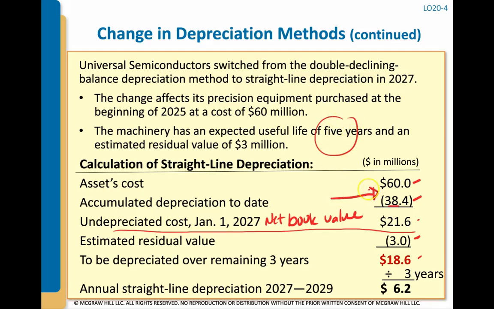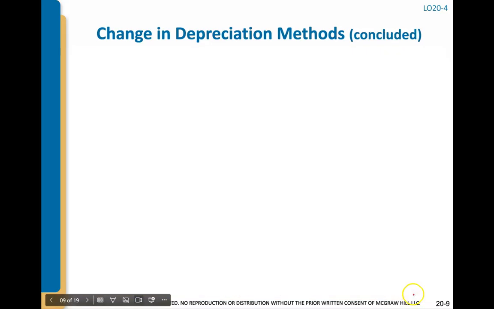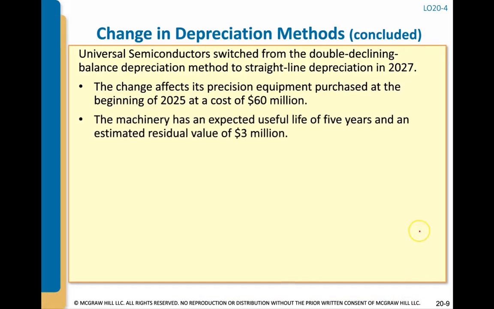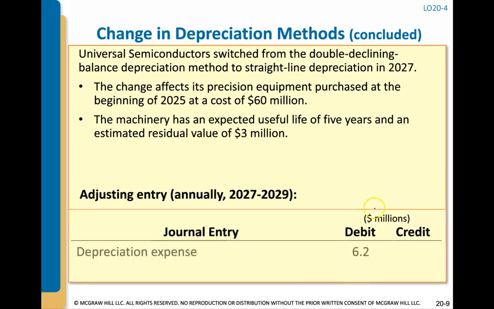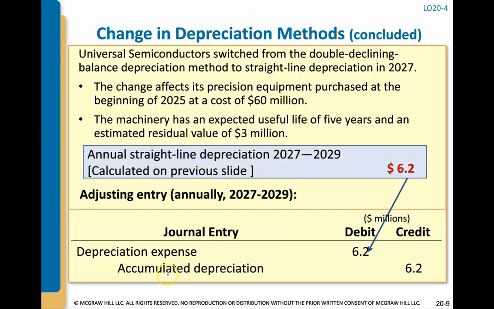It's already been depreciated 2 years, in 2025 and 2026, so there are 3 years remaining to depreciate it. So you take the $18.6 million divided by 3, and now your new depreciation for the next 3 years is going to be $6.2 million per year. And the way we record it is just like the way we always record depreciation expense. We would debit depreciation expense for $6.2 million and credit accumulated depreciation for $6.2 million for each of those years from 2027 through 2029.